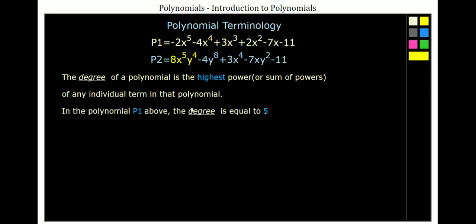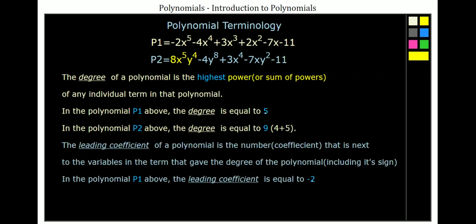In P1 up here, the degree is 5. That's pretty easy. I can just go down the line. What's the highest power here? The highest power is just 5. So the degree of P1 is 5. It's a little more tricky. What's the degree of P2? You might think it's 8, but I had sum of powers here. So I have to add the 5 plus 4 together. They're in the same term. That's 9, which is greater than 8. So the degree of P2 is 9.